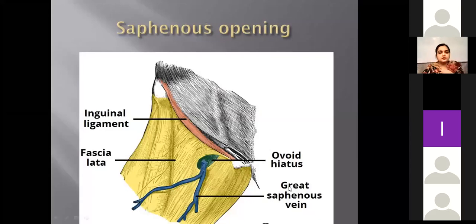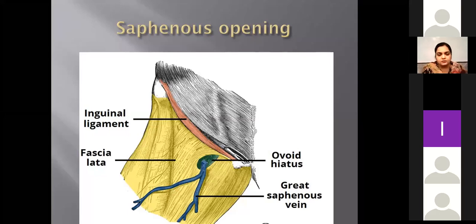Now, saphenous opening, another term. This is also a modification of the deep fascia. This whole deep fascia is a stalk-like structure, and it covers the important muscles that are grouped in three compartments: anterior, posterior, and the medial compartment of the thigh. So this deep fascia, fascia lata, helps the muscles to divide into compartments, deep fascia plus the intermuscular septa. The intermuscular septa is present in between these compartments.